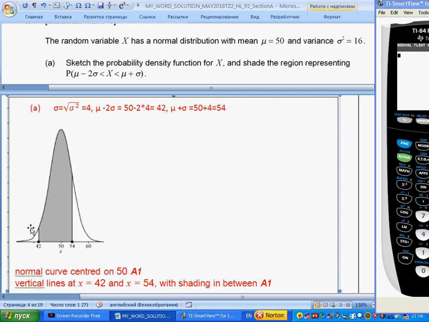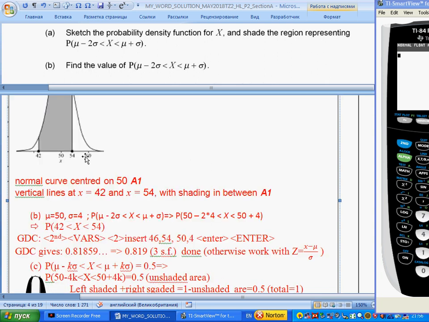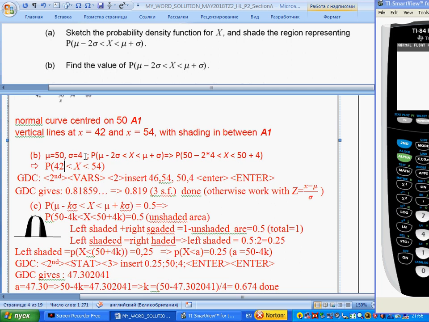So then we draw a bell-shaped graph centered at 50. We draw vertical line 42, vertical line 54, and we shade this area. So this question is done. Find the value of this probability. So exactly what we did. So 42 and 54. No need to calculate again, so we need to find this probability.